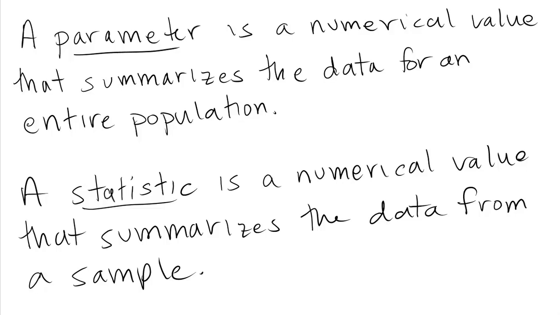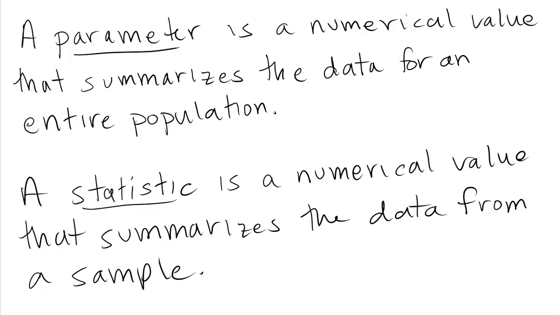So we admit that we can't track down the data for the entire population. Instead, we select some much smaller representative group, or at least hopefully representative group. We gather the data from that smaller group, what we call the sample, and we summarize that data, and we call that a statistic. This is one of those subtle differences that you'll want to keep straight. A parameter is for an entire population, a statistic is for a sample.